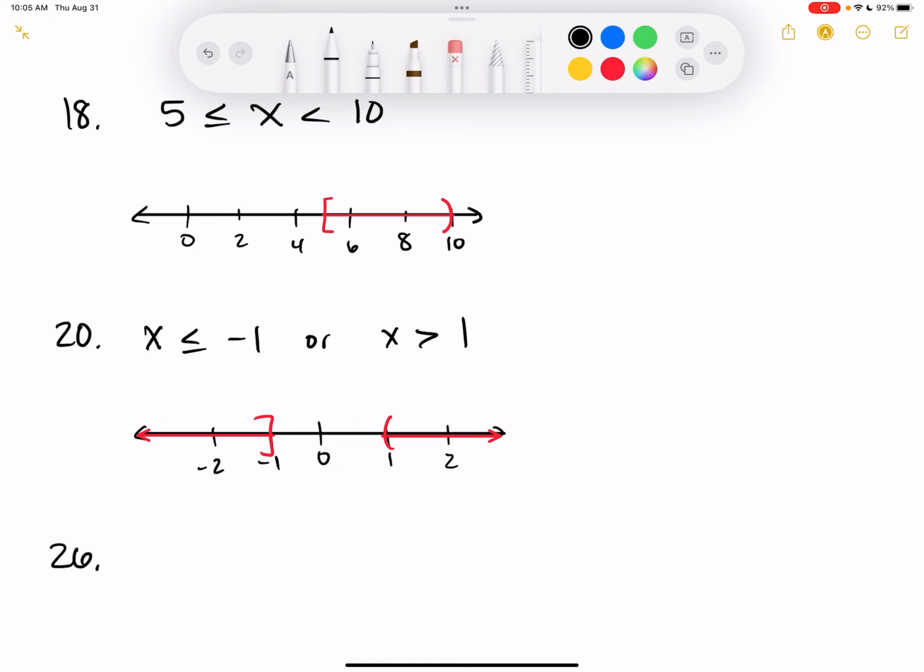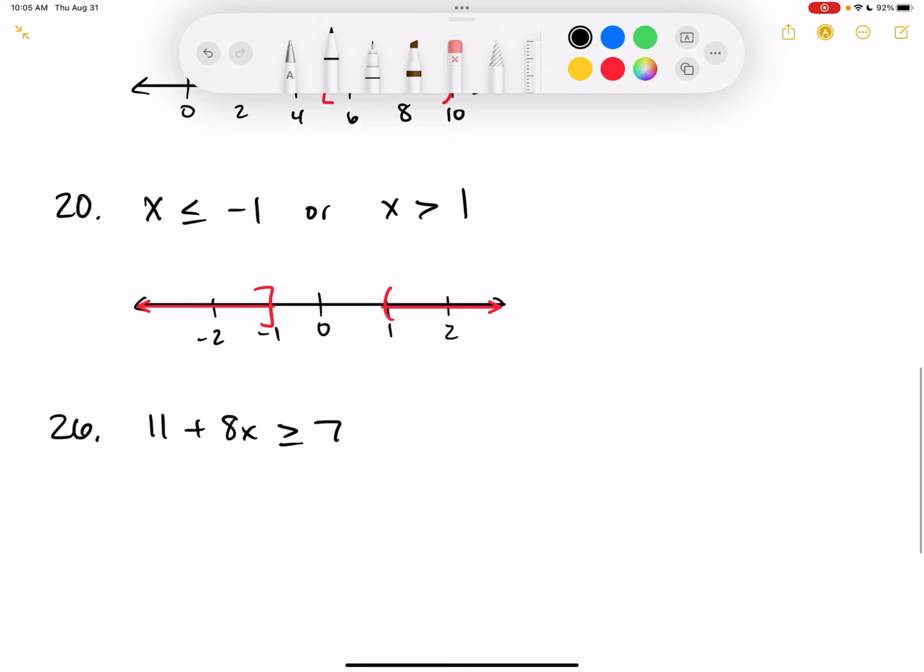So 26: 11 plus 8x is greater than or equal to 7. How do I solve this? Subtract 11. So 8x is greater than or equal to -4. Divide by 8. x is greater than or equal to -1/2. And if you were to graph that, it would be a bracket going toward the right at -1/2.